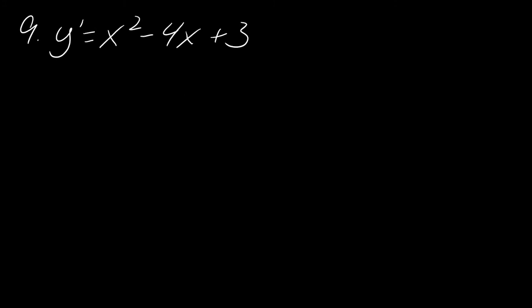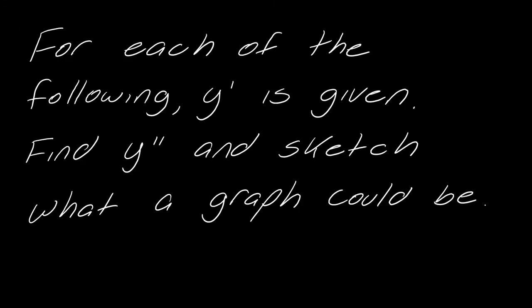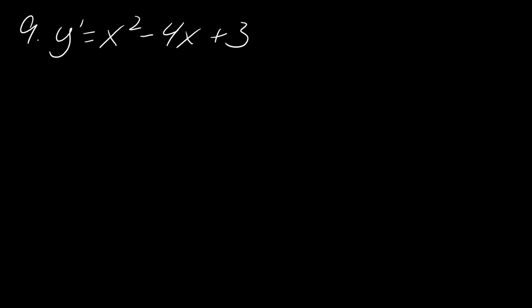So for number 9 and 10, the directions here are that we have y prime, and we have to find y double prime and then sketch what a graph could be. So okay, in this instance, I've got y double prime. I can really easily find the second derivative, right? From this information, what is the best graph that we could possibly sketch? It's not going to be the exact graph because we don't have the original function, but we can sketch out something that is probable, right?